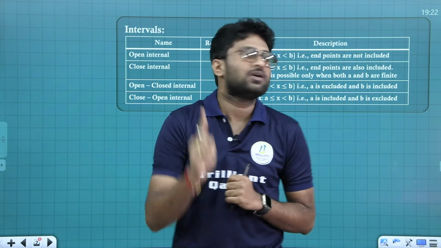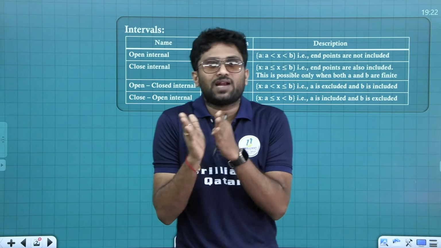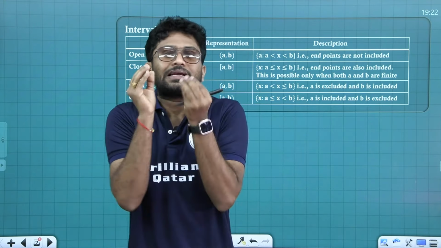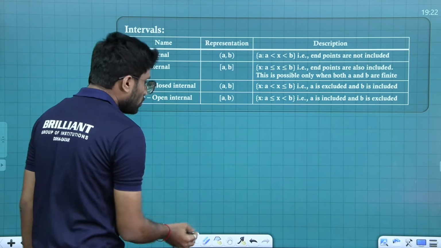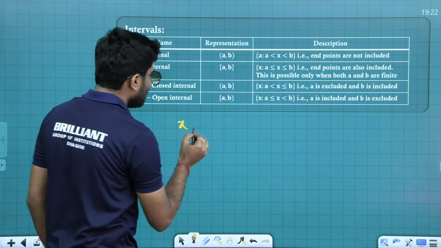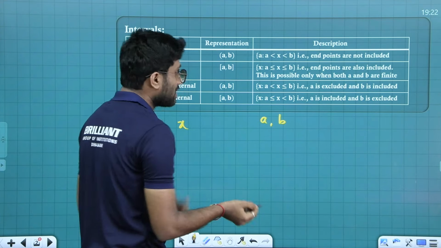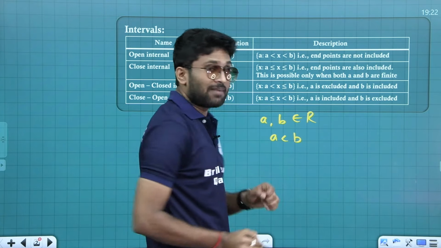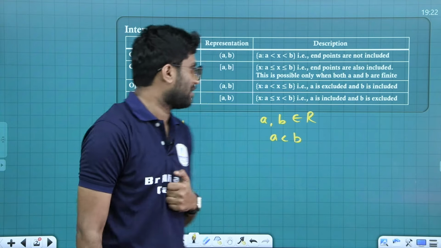Okay. Number one, open interval. Number two, closed interval. Number three and four are semi-closed or semi-open intervals. First, let me clearly explain this particular type. Let x be any real number. A comma b are also real numbers such that a is less than b.